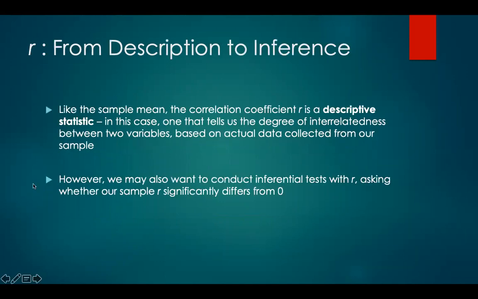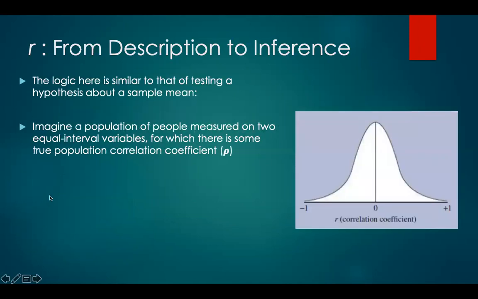Now let's get into it, and we'll talk a little bit more about R, the correlation coefficient. Like the sample mean, the correlation coefficient is a descriptive statistic, in this case one that tells us the degree of interrelatedness between two variables, based on actual data collected from our sample. However, we may also want to conduct inferential tests with R, asking whether our sample R significantly differs from 0. The logic here is similar to that of testing a hypothesis about a mean.